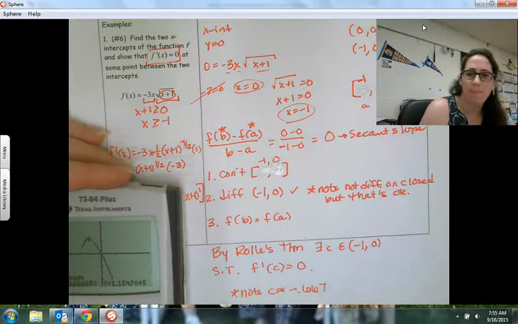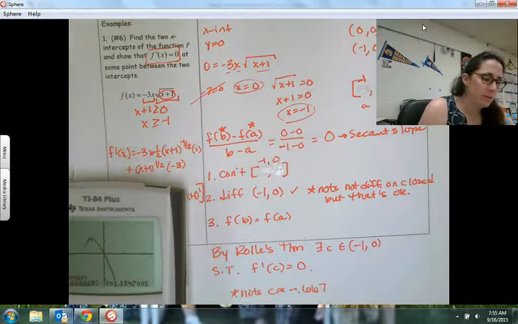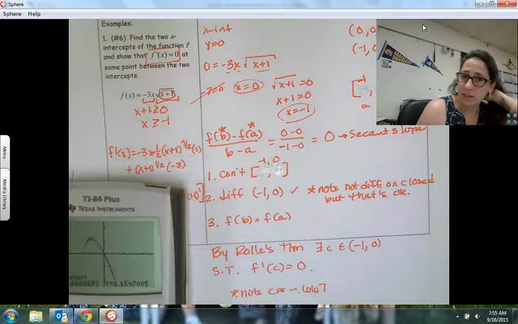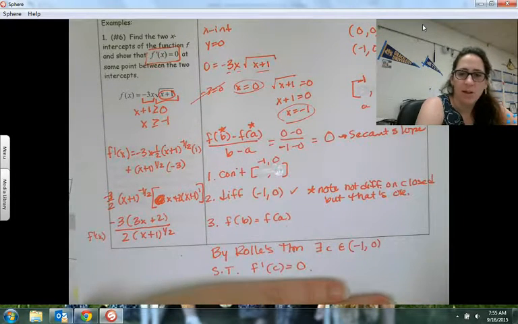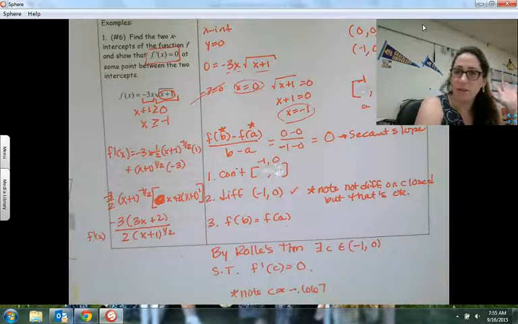Okay? So that's going to be Rolle's theorem. So basically you just said that because of all of this, you are guaranteed a max. And sure enough, there it is.